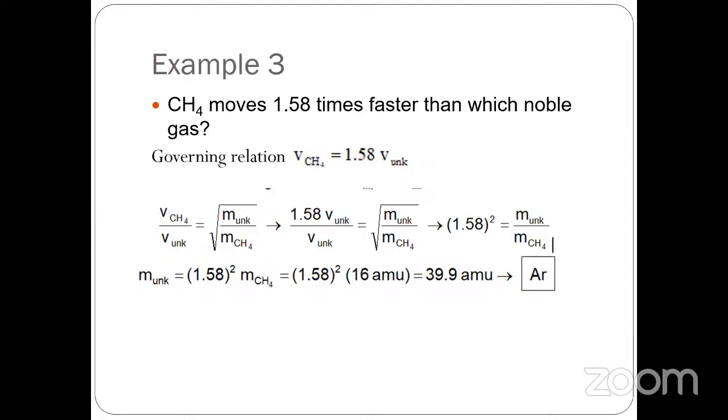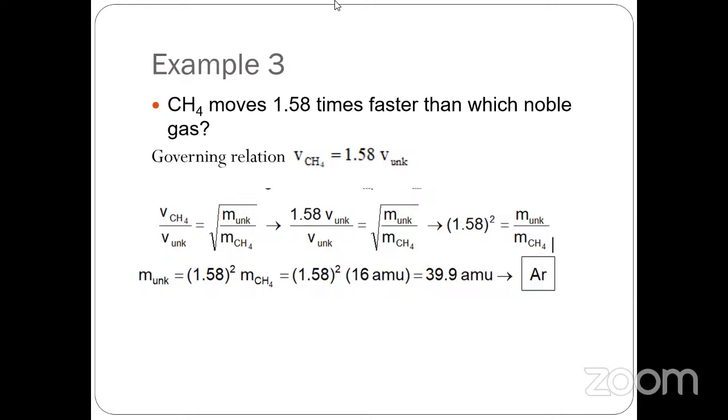In the same vein, if we want to remove this square root sign, we put a square on the velocity side, so that the molar mass side is without the square root sign. On the velocity side, 1.58 v unknown all over v unknown, that v unknown will cancel out. So we have 1.58 all squared equal to the molar mass of the unknown all over the molar mass of methane. If we make the molar mass of the unknown the subject, it is 1.58 all squared multiplied by the molar mass of methane. Molar mass of methane is 16. Multiplying that by 1.58 all squared, we get 39.9, and if we check our periodic table, that is argon.